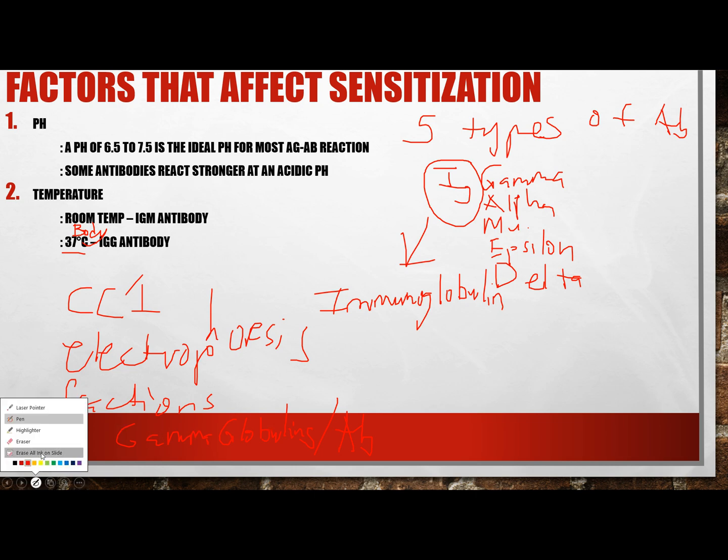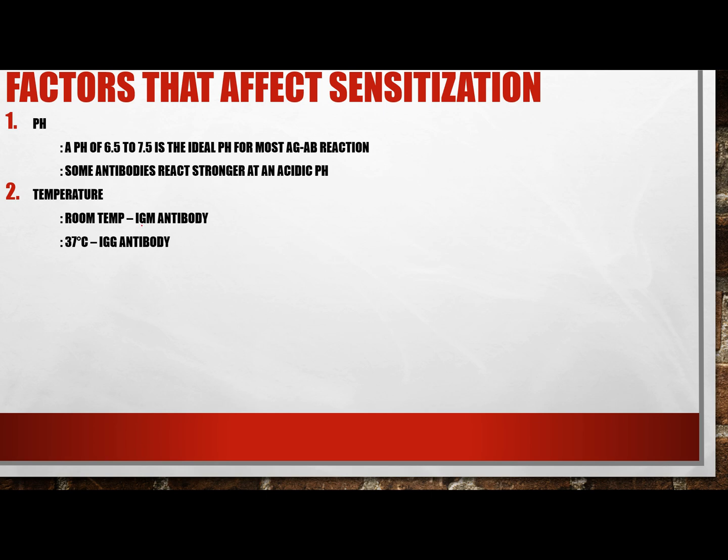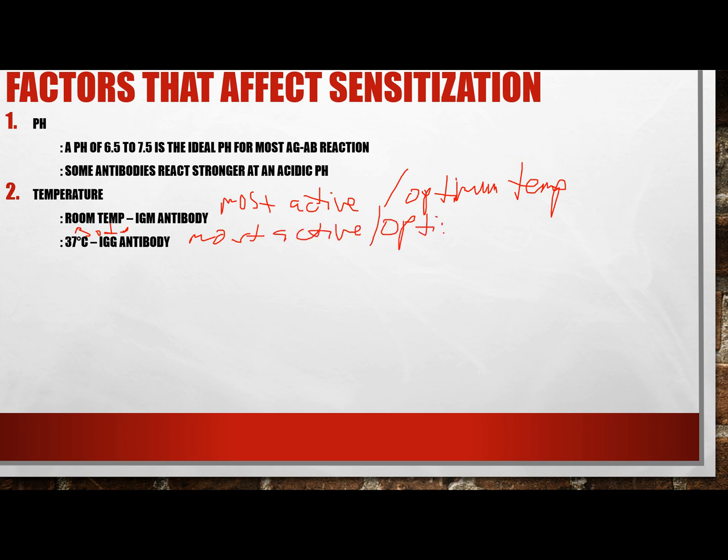Now, back to temperature. In the room temp class, the IgM antibody is the most active, that is its optimum temperature. While 37 degrees, or the body temp, is the most active, or the optimum temp of antibodies in our body.